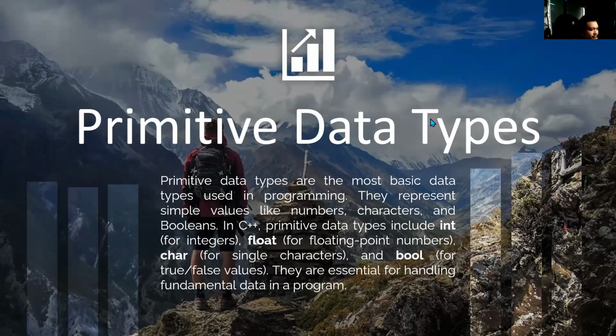All right. So, primitive data types. Primitive data types are the most basic data types used in programming. They represent simple values like numbers, characters, and booleans in C++. Primitive data types include int, which is for integers, of course, float for floating point numbers, char for single characters, and bool for true or false values. They are essential for handling fundamental data in a program.